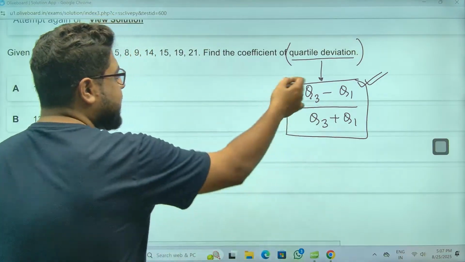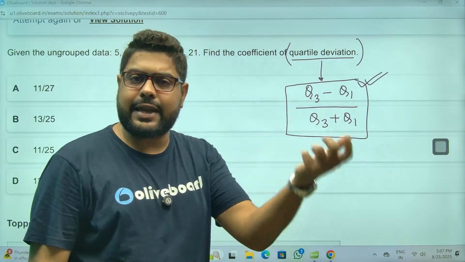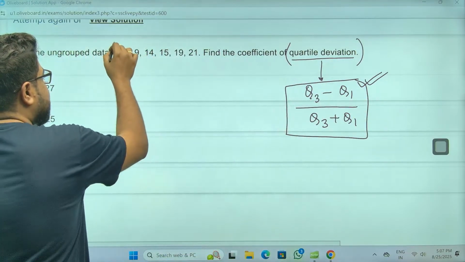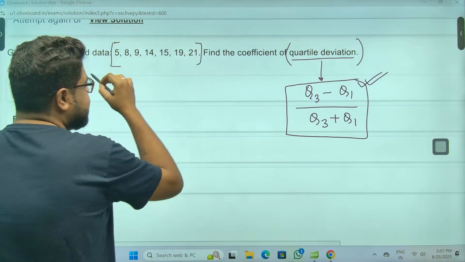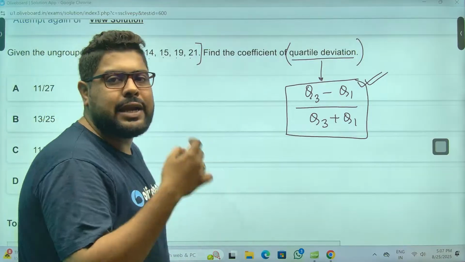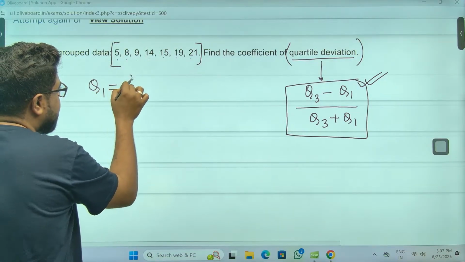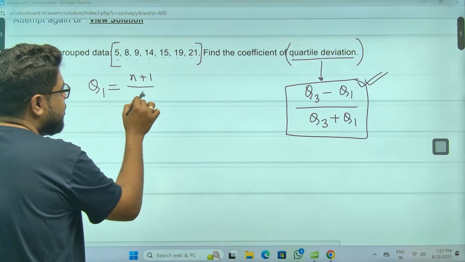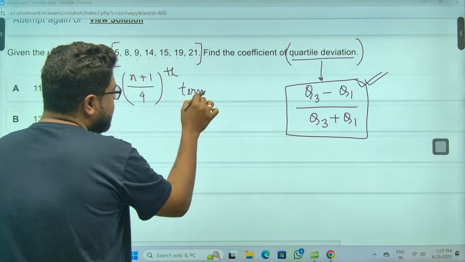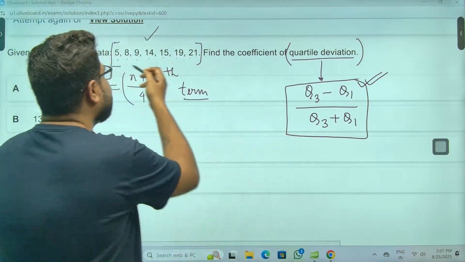Now, what is Q3, Q1? Q1 is the first quarter, Q2 will be the mean or the second quarter, Q3 the third quarter, Q4 the fourth quarter. Now, in case of smaller data sets like this, how many data? 1, 2, 3, 4, 5, 6, 7. So you don't need this, because the formula to figure out Q1 is (n plus 1) by 4th term. But for a data set having only 7 data, you don't need this. Why? Because you can do it manually.